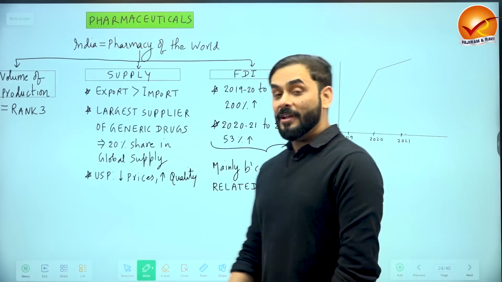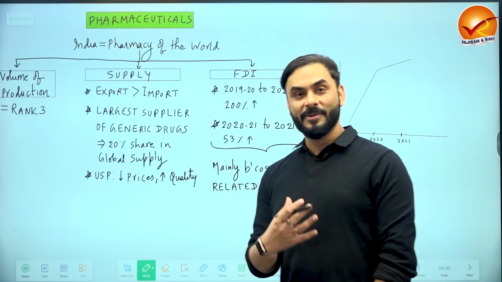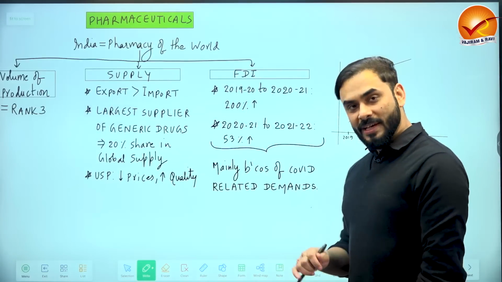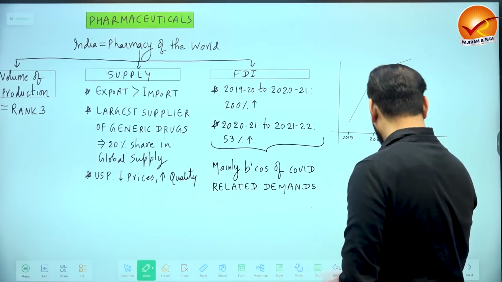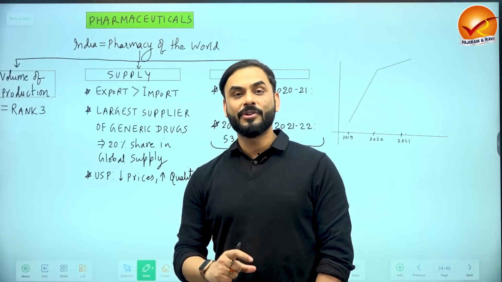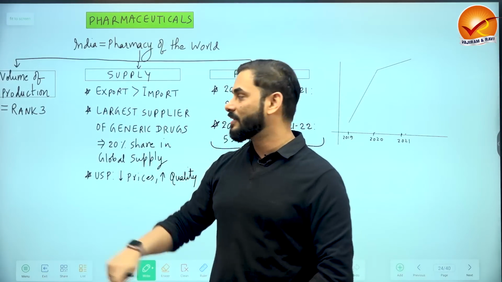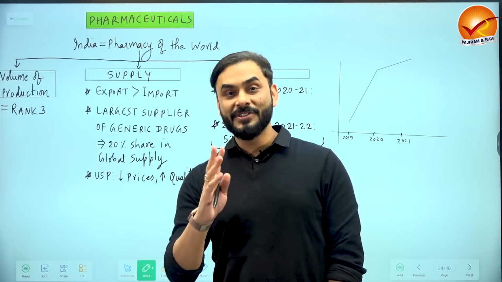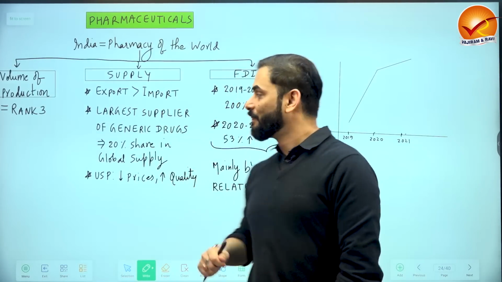Now let us talk about pharmaceuticals. What is the status of it in India and how is it progressing? Let us talk about some basic facts related to pharmaceuticals. Volume wise, if you talk about the production level of pharmaceuticals, India has been ranked number 3 in the world. Talk about medicines, we are number 3 in the world.